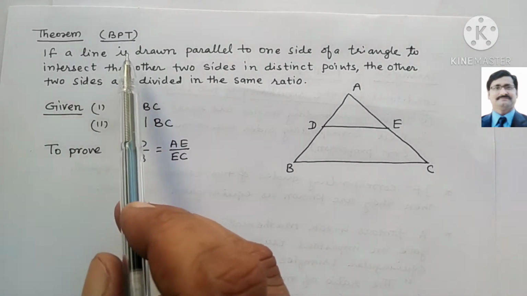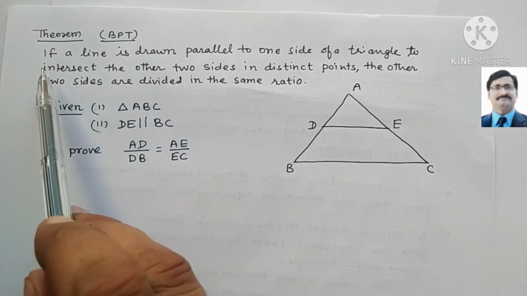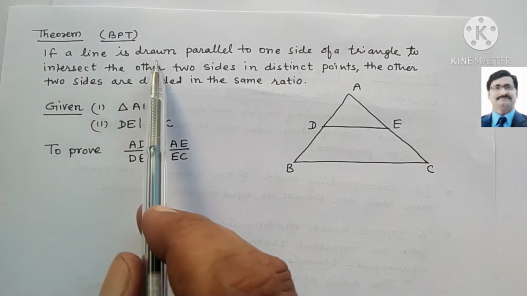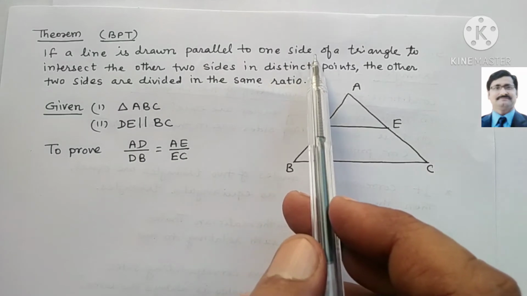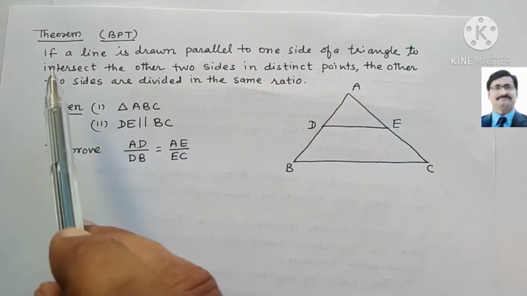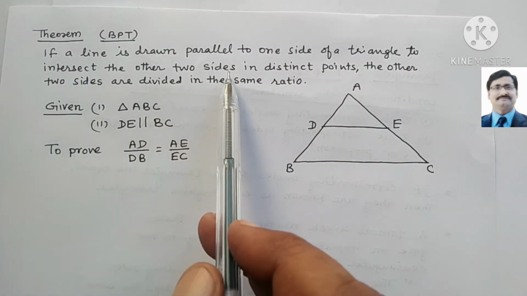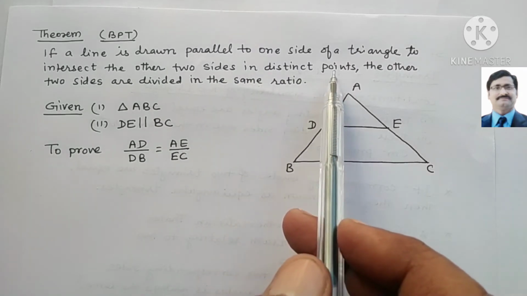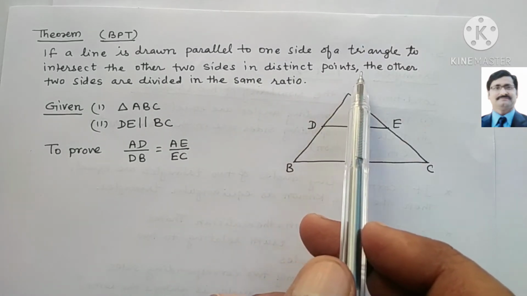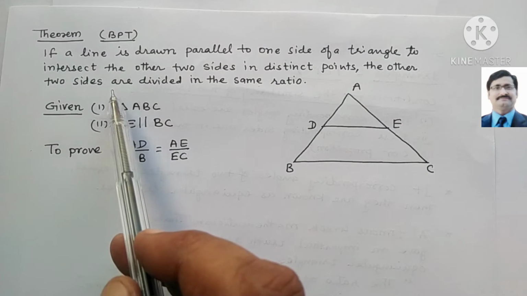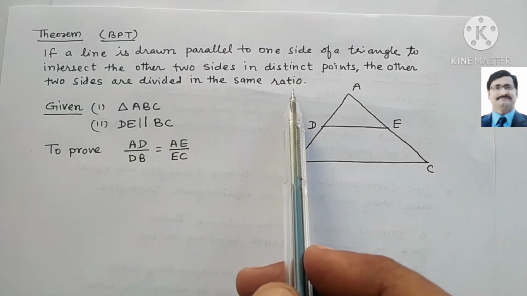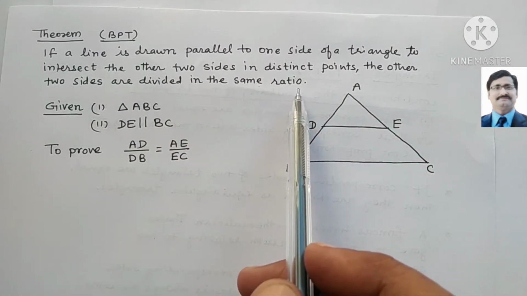We have this theorem, called the BPT theorem. If a line is drawn parallel to one side of a triangle to intersect the other two sides in distinct points, the other two sides are divided in the same ratio.